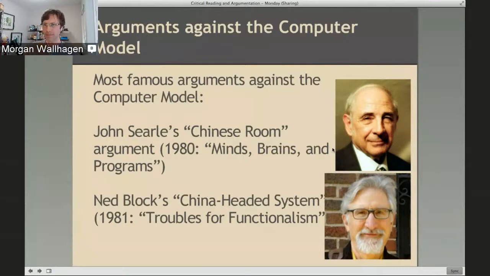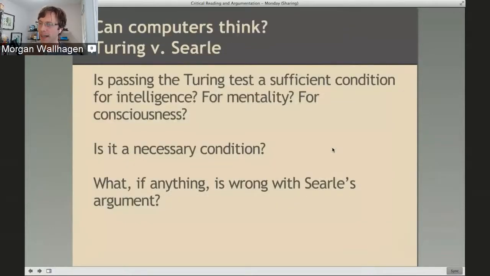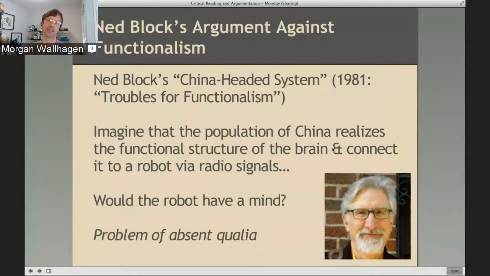Now, let me just quickly mention this guy, Ned Block, who's there on the bottom, and his argument in this paper called Troubles for Functionalism, that also involves China in a different way and was published around the same time. Totally different reasons for the involvement of China. For Searle, it was because he just doesn't understand Chinese. For Block, it's because China at the time was the only country with 1 billion people in it.